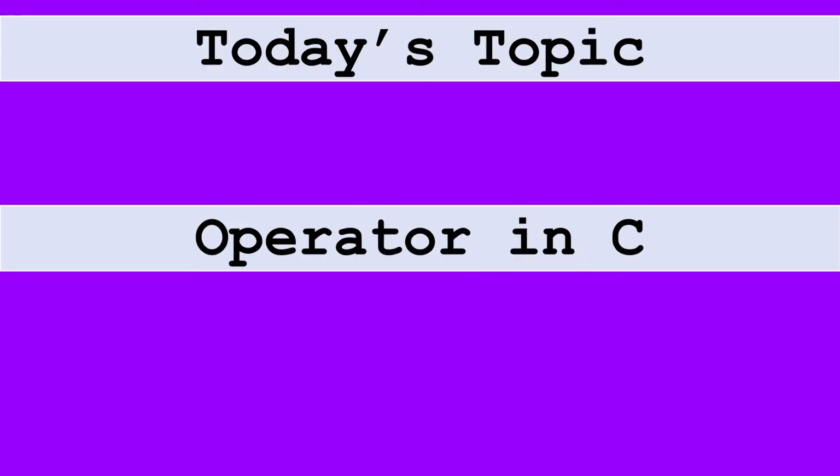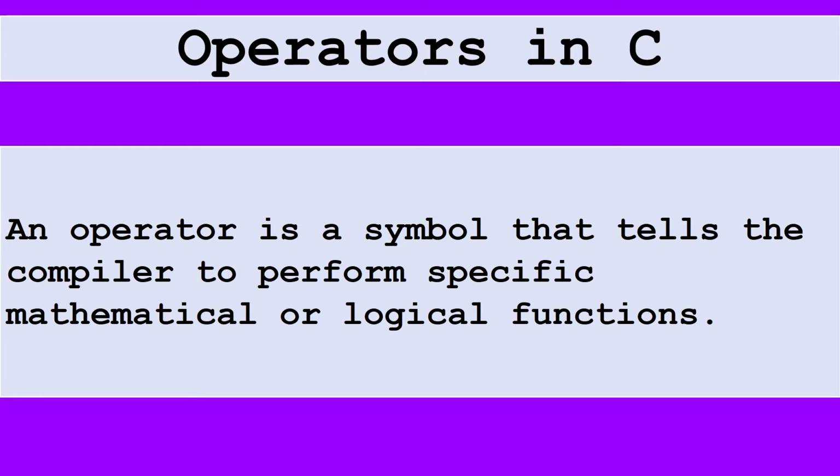So what are operators? An operator is a symbol that tells the compiler to perform a specific mathematical or logical function. Now, what is meant by a mathematical and logical function? If I tell the compiler to add two numbers, say A and B, what is the sign we use? The sign we use is plus, right? So this plus is a kind of operator. It is a type of arithmetic operator. What is this plus operator allowing us to do? It is allowing us to perform a mathematical function.